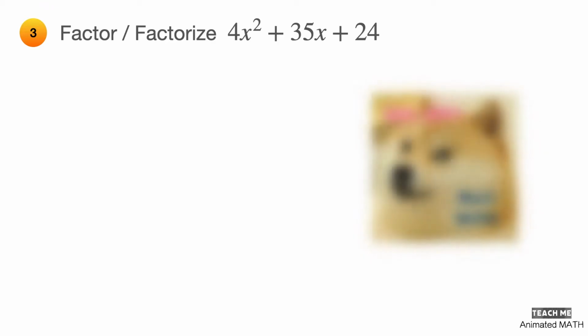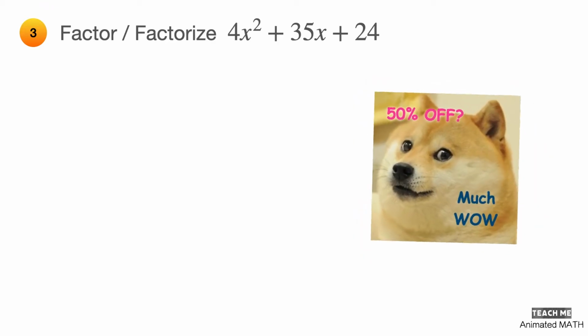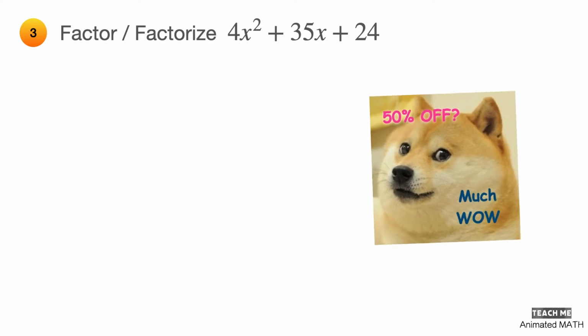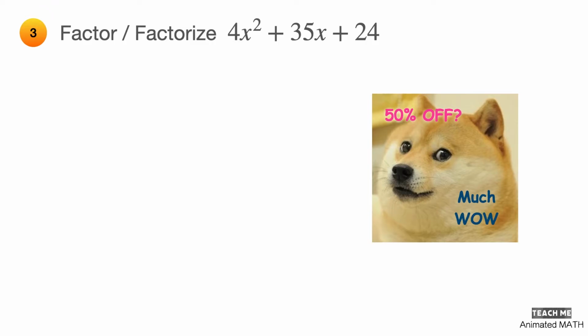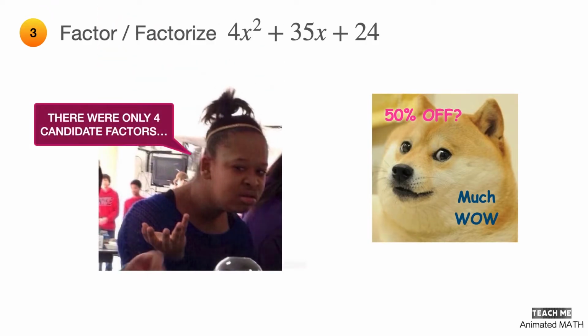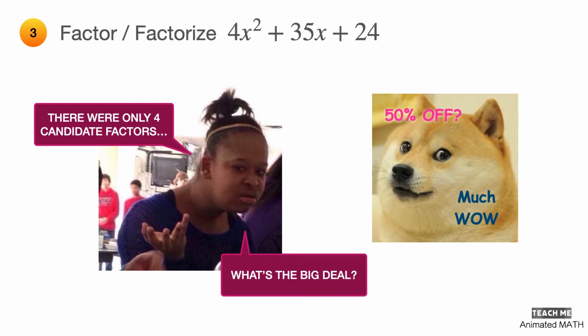Okay, so we eliminated 50% of candidate factors in problems number 1 and number 2. Some of you might be impressed, and some of you might be thinking, what's the big deal? There were only 4 candidates anyway. I don't see how this can save you solving time in exams. Well, problem number 3 is much more complicated to factor. So, I'll show you how eliminating with the use of common integer factors can help you solve much faster.